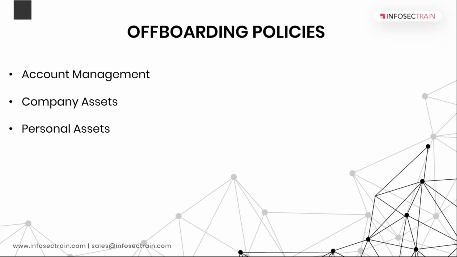So the employee may also be allowed to retain some information assets, such as personal emails or contact information, depending on the policies, right? So the offboarding policy includes these three things primarily, and they have to check out these things before an employee leaves in this offboarding process. So these are the policies mentioned over there.